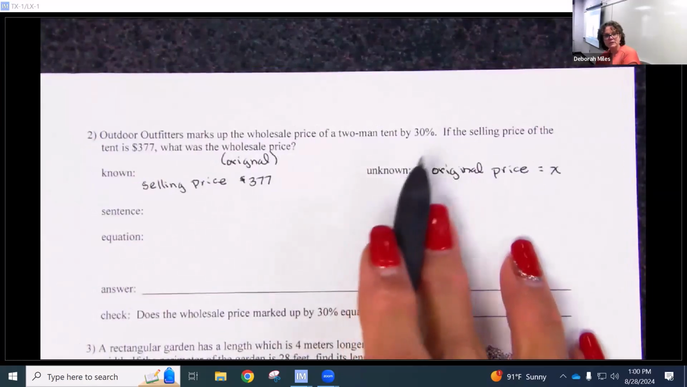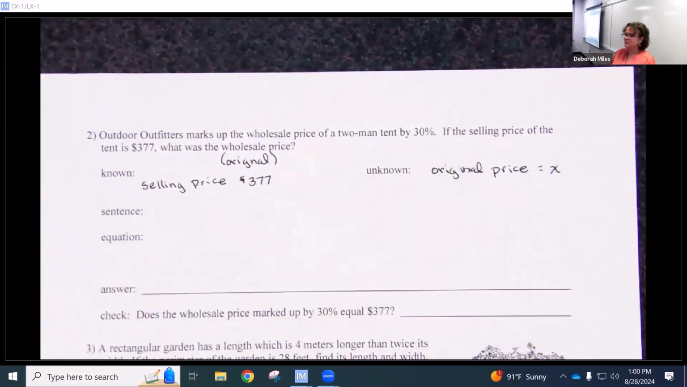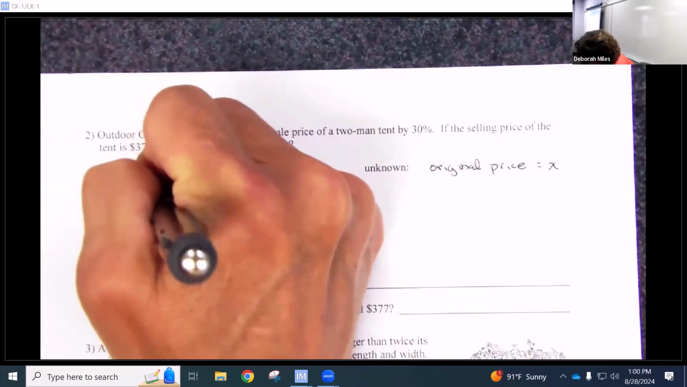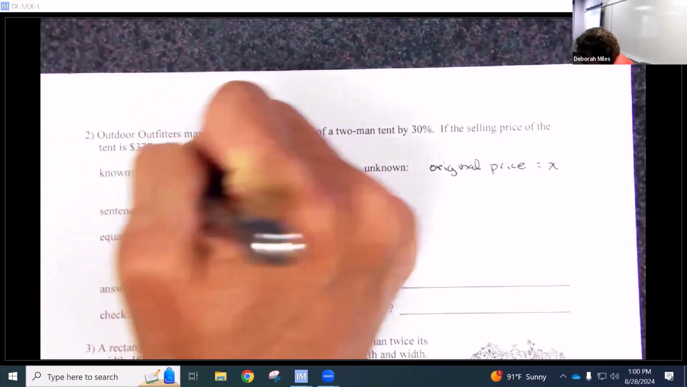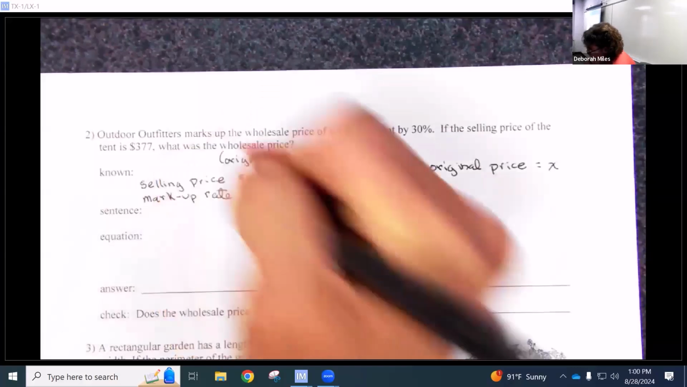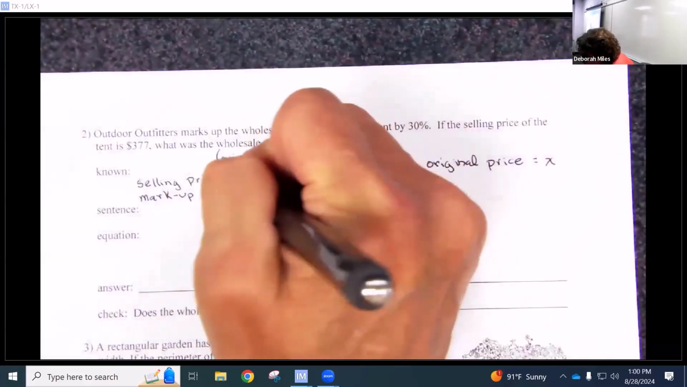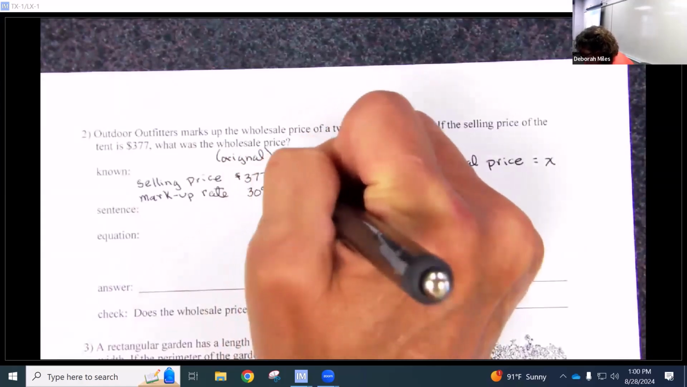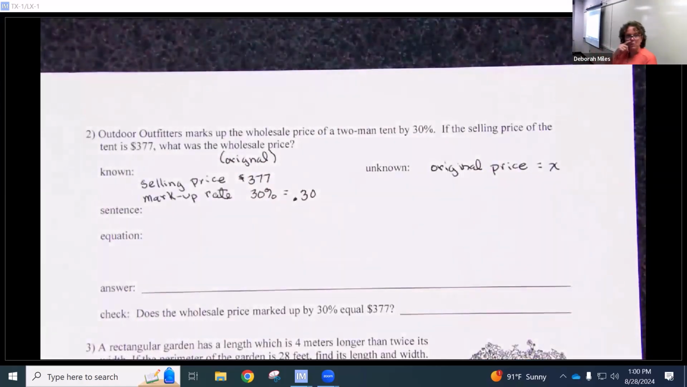And 30%. I have to be careful with my words here. I'm not just going to call it the markup. It's the markup rate, but it's not the amount of markup. I'm going to call it the markup rate. And 30%, we always write percents as decimals when we're solving problems, so I'm going to write it as 0.30 or just 0.3.